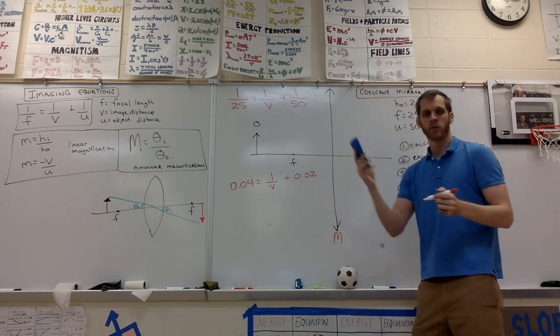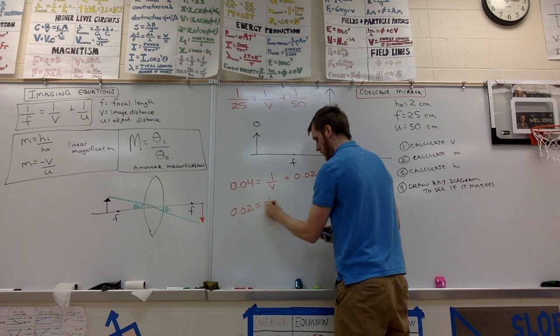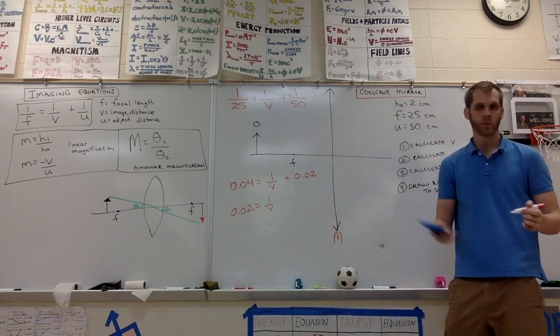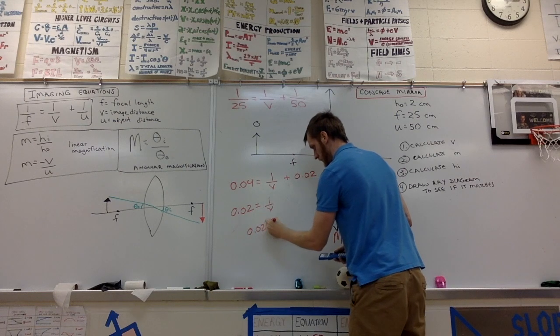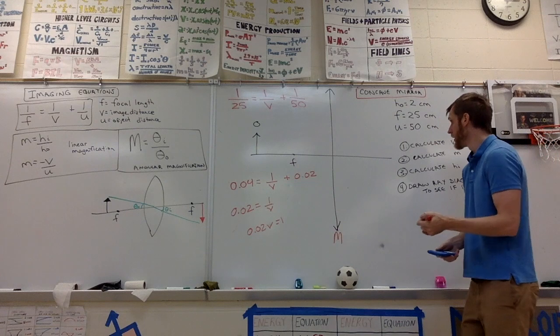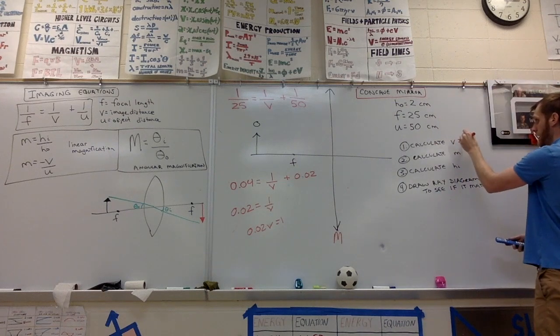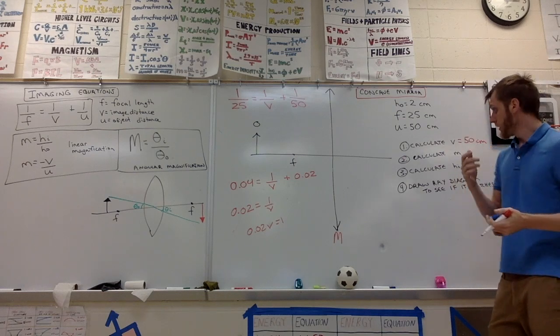I can subtract 0.02 from both sides. So 0.02 is equal to 1 over v. Multiply both sides by v, and then divide by 0.02. 1 divided by 0.02 is 50. So what's my v? It's 50 centimeters. Okay, so let's go to m.